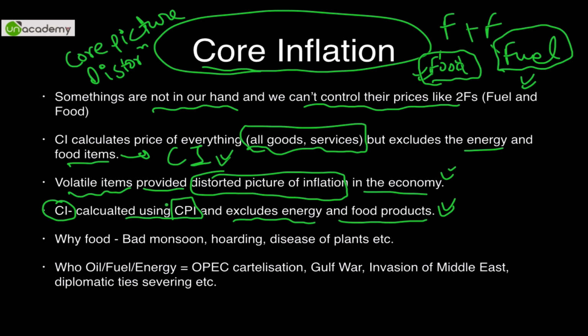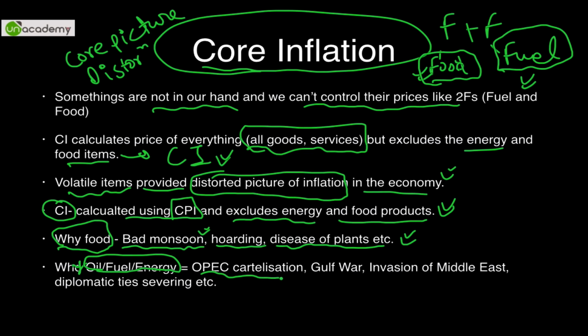So this is what I wanted to convey to begin with. Now why food? Okay, because of bad monsoon, because of hoarding, because of disease of plants, as I have already told you. So it can increase or decrease. If monsoon is very good, food can increase. If there is good export, then food prices can go up if there is exporting more. Anything can happen. Hoarding can do whatever they want to do. They usually take care of lots and lots of material and they sell it when the prices are high. So why oil or fuel or energy?